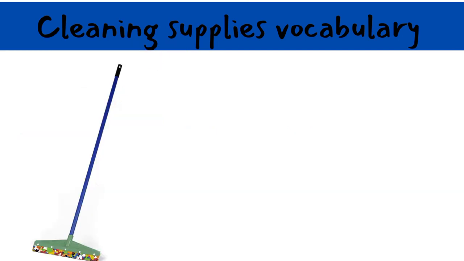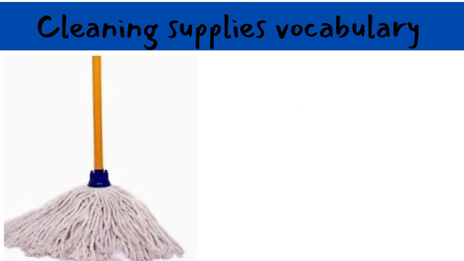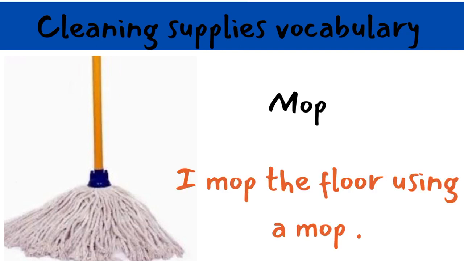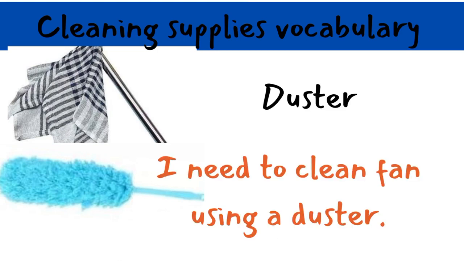This is a wiper. A wiper is used to wipe dirt and dust. This is called a mop. I mop the floor using a mop. This one is called a duster. I need to clean the fan using a duster.